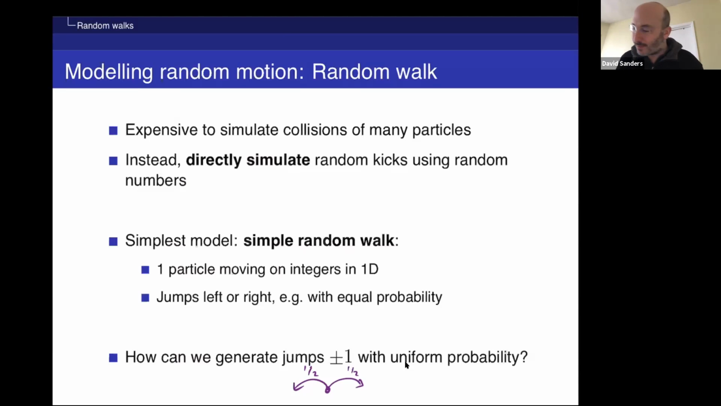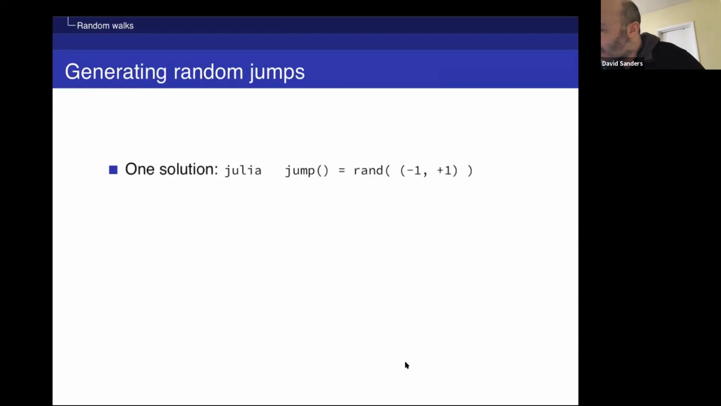That's, again, the simplest thing to program. And you could also make these not equal. You could say I want to jump left with more probability. Then that will give completely different results. Okay, so how can we actually do this in Julia on the computer?